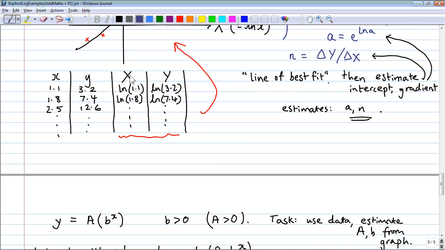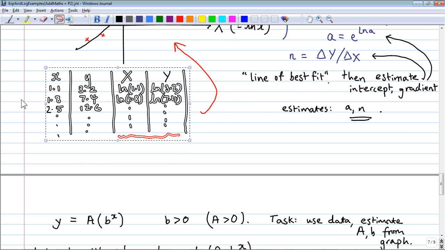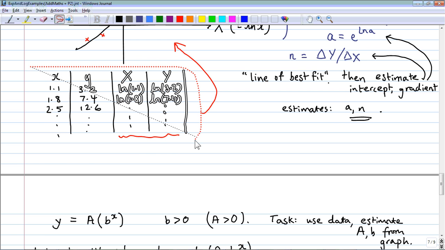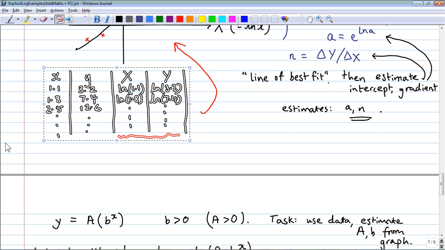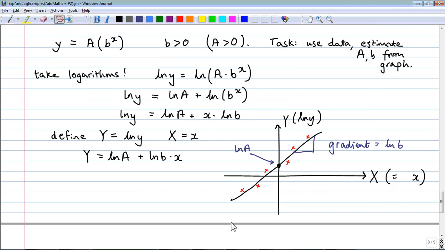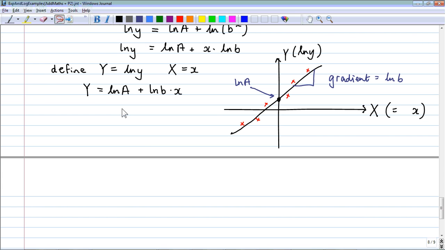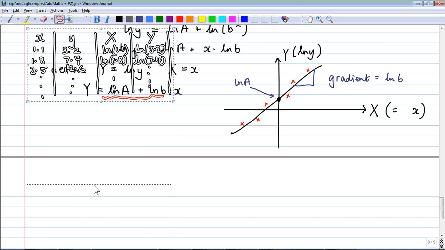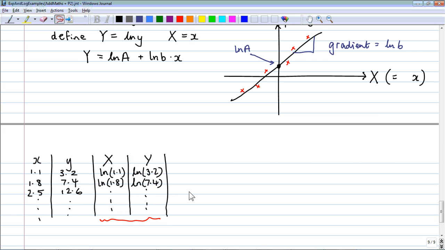We calculate, in fact capital X will just be x. Let me make a copy of this so we can do the same process. Maybe I can fit this down here. There we go. So now the table will be almost the same, except one thing.